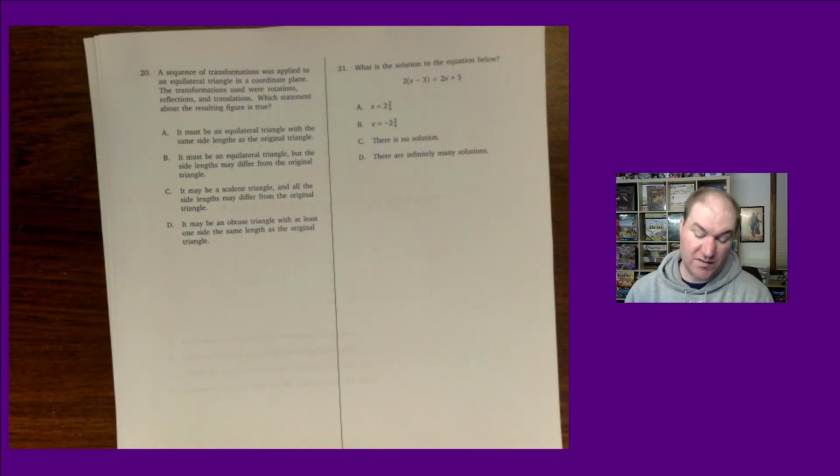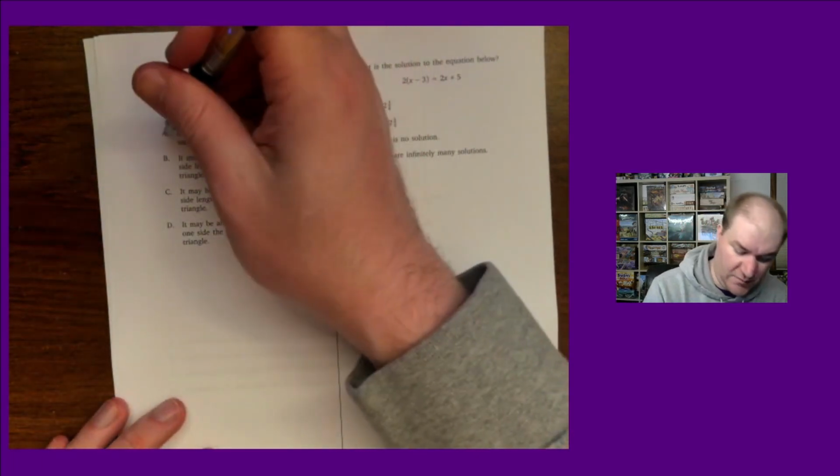Number 20, a sequence of transformations was applied to an equilateral triangle in a coordinate plane. The transformations used were rotations, reflections, and translations. Remember, rotation means to spin. Reflection means to flip, and translation means to move. So if I do all those things, it's still going to be an equilateral triangle. It's still going to be the same size, and it's still going to be the same shape. So choice A, it must be an equilateral triangle with the same size side lengths. Yeah, it's probably that one.